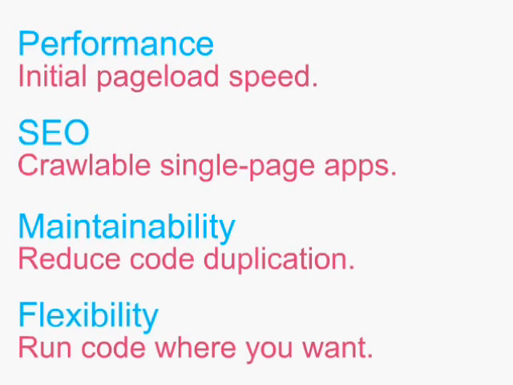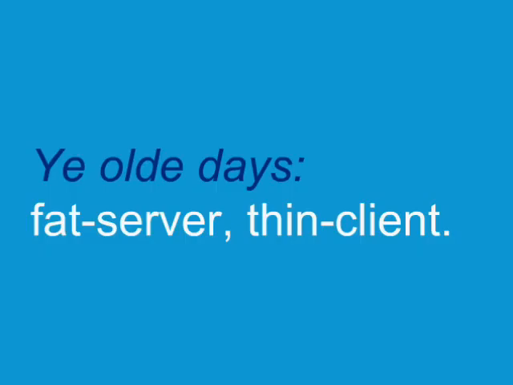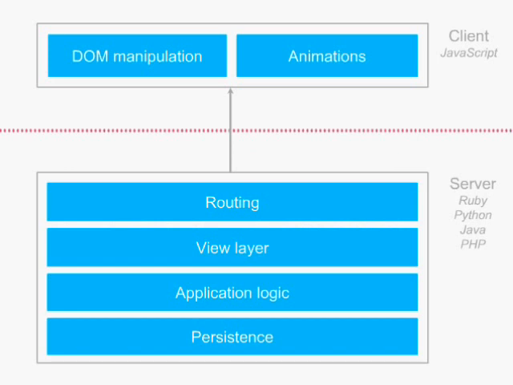Okay, so before we dive into the code samples, let's go through a brief history lesson for the web. So in the olden days, the web was fat server, thin client, right? So let's say on the server side, there was routing, there's a view layer, application logic, some persistence layer. All this stuff ran on the server side, and that can be in any language, right? That could be Ruby, Python, Java, PHP, Perl, Fortran, doesn't really matter. And the client, there wasn't a whole lot going on. Maybe a little bit of JavaScript for some DOM manipulation or some animations, maybe like a date picker, but not a whole lot.